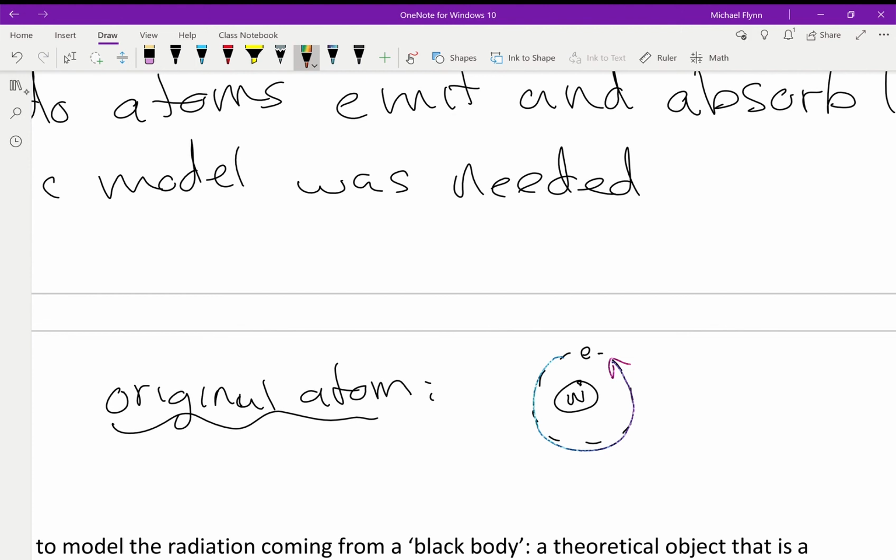And while they whip around, they would emit waves. So that would be light, a light wave coming off, just like an antenna with the electrons going up and down. It's logical, right? But here's the thing.